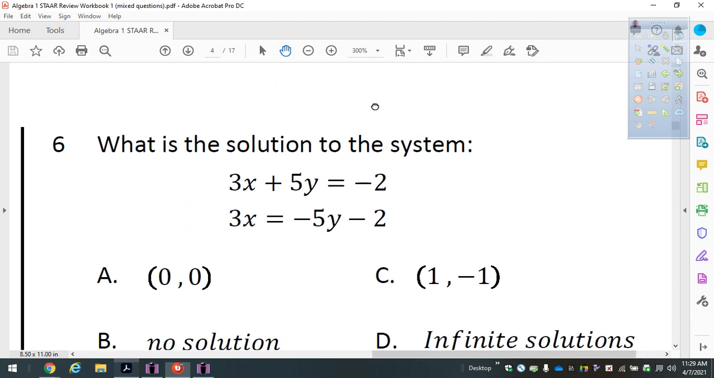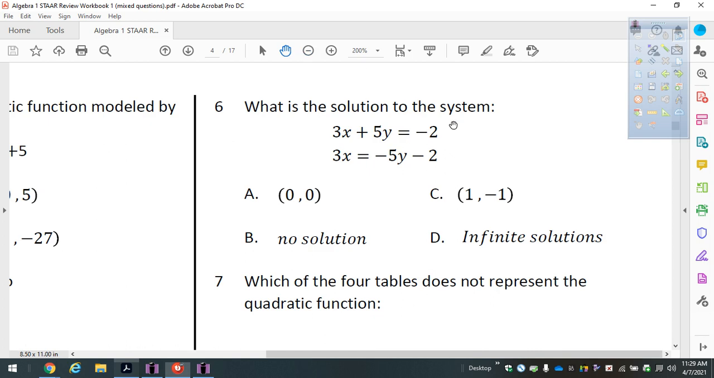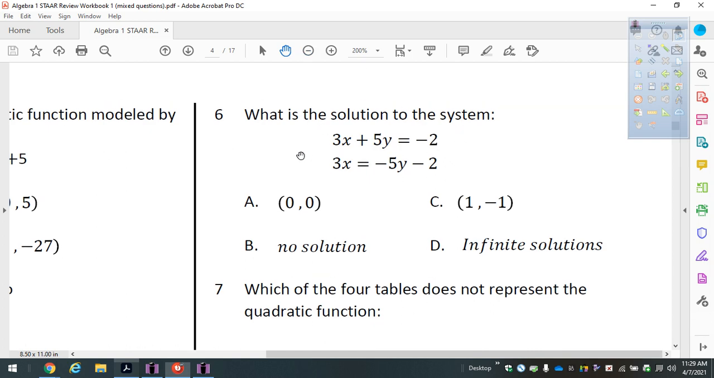Okay, what's the solution? What do I do here, guys? Anybody know what to do here? I'm curious. Come on. Let's see what you think. Plug it in? Nope. Graph? Nope. Christopher?